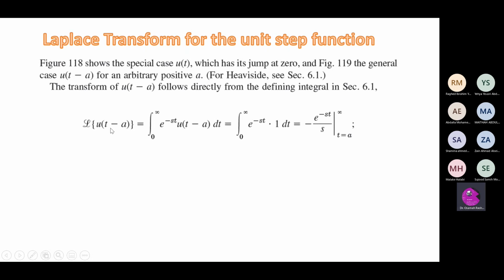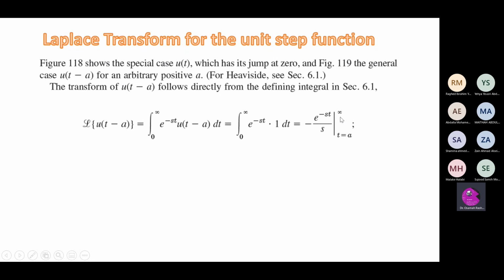I know the unit step function u(t minus a) has 0 value before a. So I have to start integrating from a to infinity, and it is 1 from a to infinity. So I am going to integrate 1 multiplied by e to the minus st from a to infinity. The integration of e to the minus st is e to the minus st over minus s.